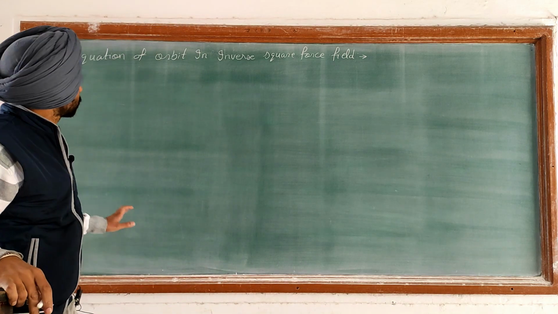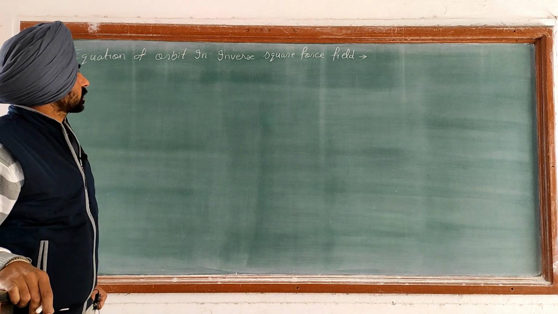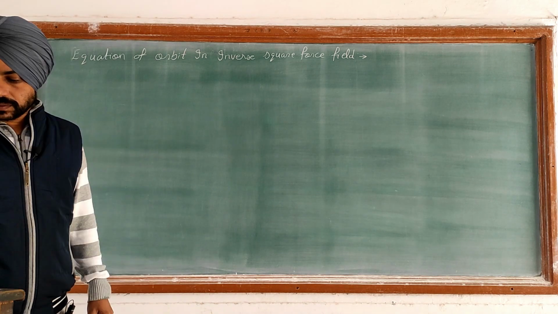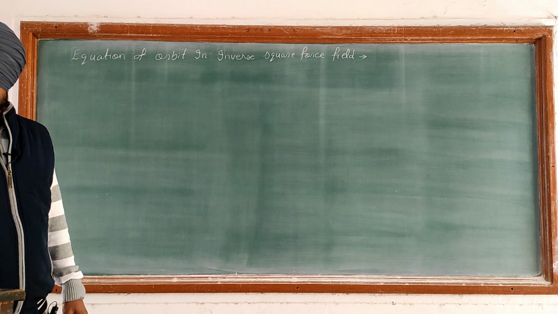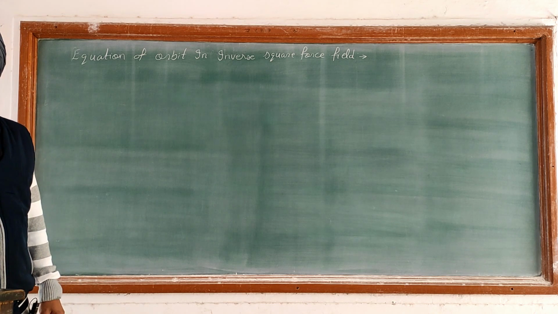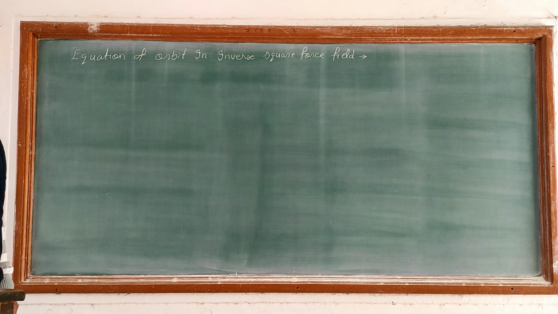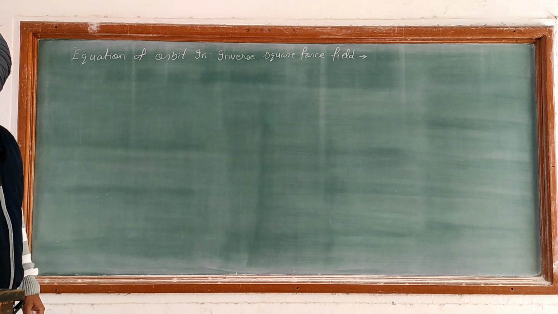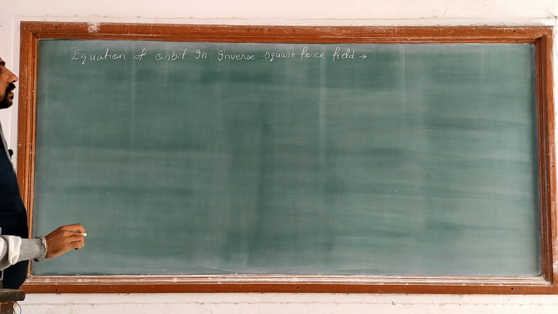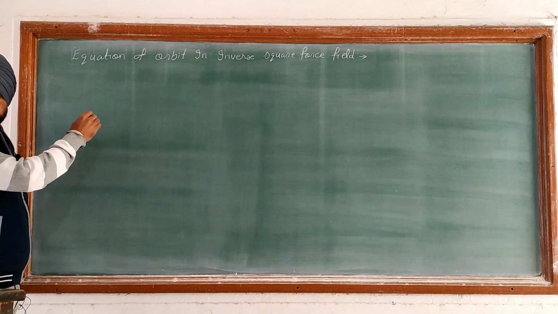In this lecture we will find out the equation of orbit in inverse square force field. The equation of orbit of a body moving under the effect of a force obeying inverse square law can be obtained from the differential equation of the orbit in central force.